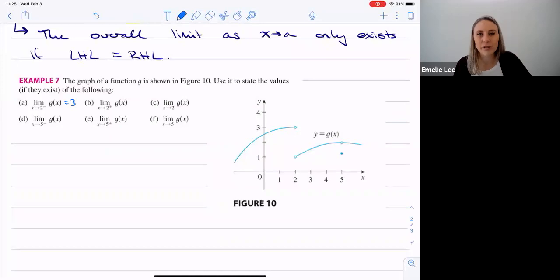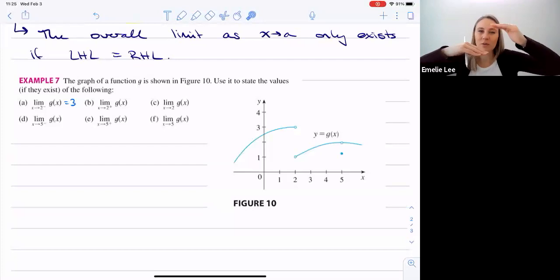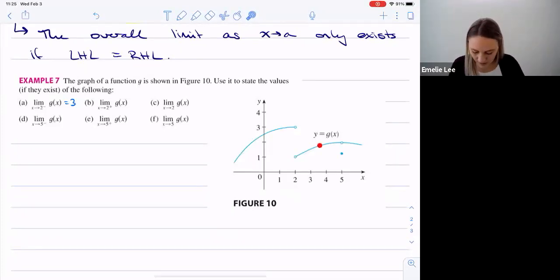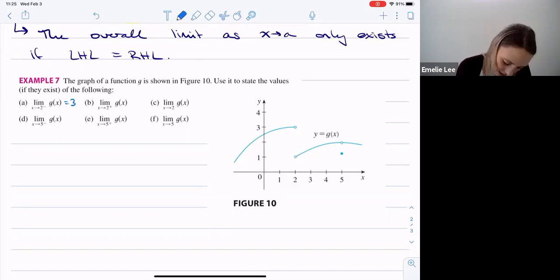You can already see from the graph that the limit at x equals 2 is not going to exist, because those limits aren't going to be the same. But let's do the limit as we come in from the right. The limit as x goes to 2 from the right of g of x is going to be 1, so we jump down to 1.